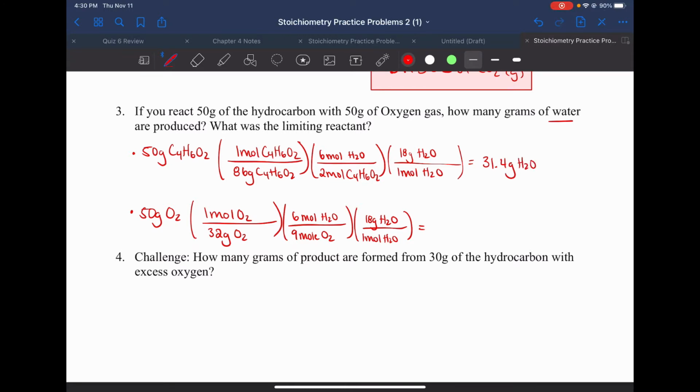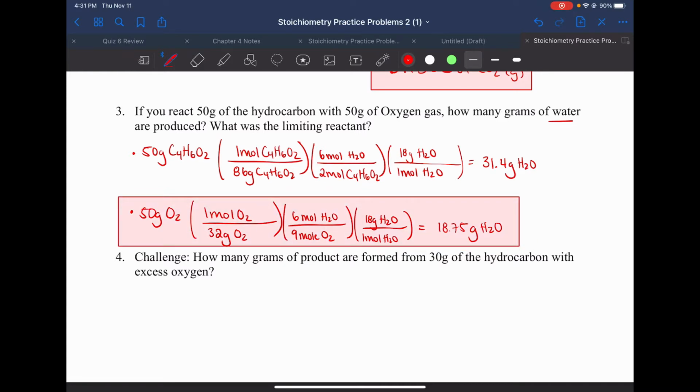50 times 6 times 18, divided by 32 times 9, gives us 18.75 grams of H2O. So the one that we're actually going to be working with is going to be oxygen. So this is our correct answer: 18.75 grams of water. Our limiting reactant was oxygen because it produced fewer grams of water, hence fewer molecules.